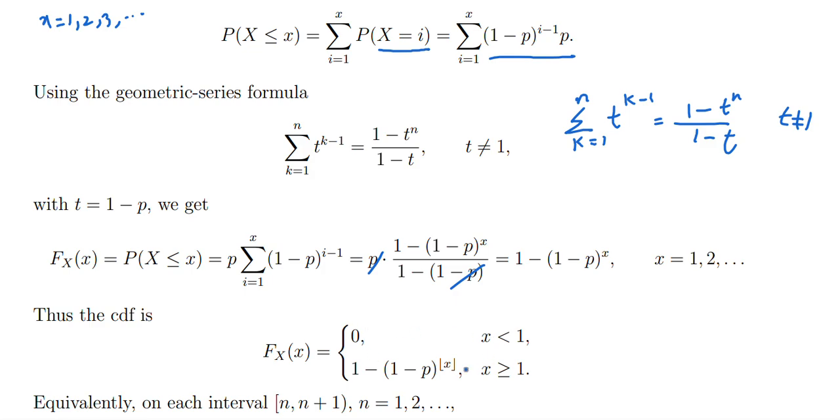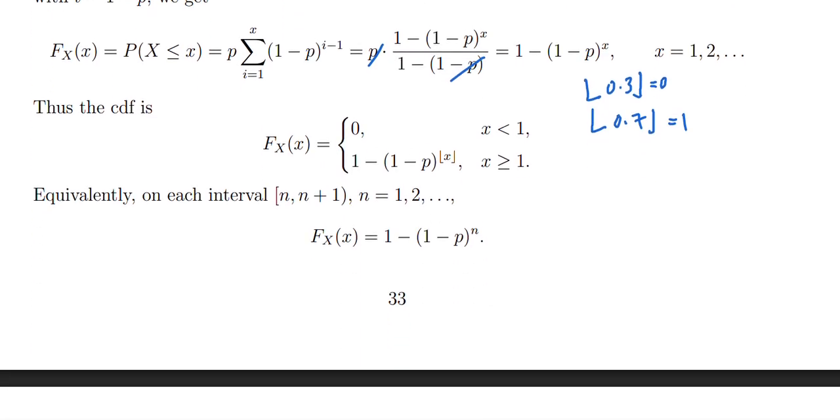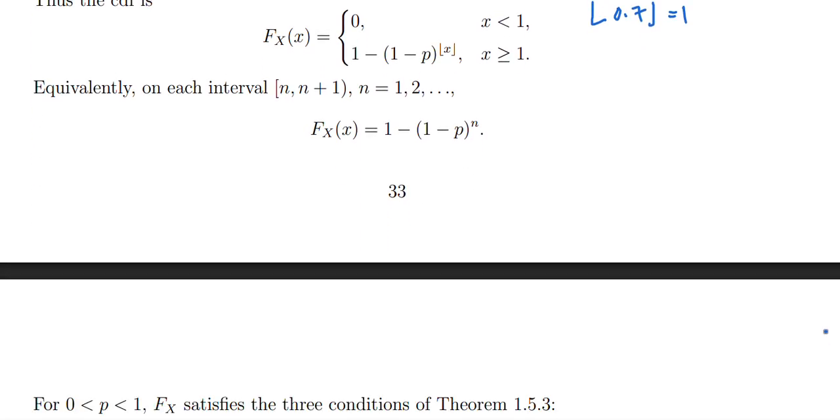So the CDF would be, for x less than 1, this is 0. For x greater than or equal to 1, this will be 1 minus (1 minus p) to the power of the floor of x. This is a least integer function, which says if you have 0.3, I will give you 0, because you are close to 0. If you give me 0.7, I will give you 1, because this is close to 1, right? So equivalently on each interval n to n plus 1, F_X(x) equals 1 minus (1 minus p) to the power n.